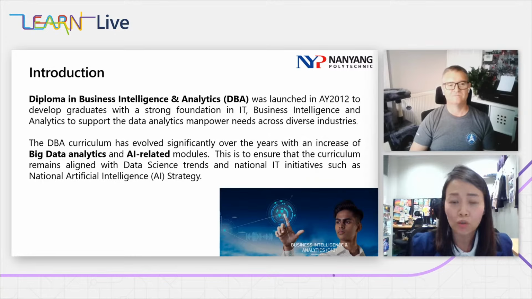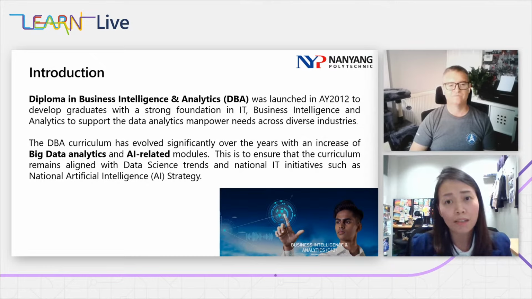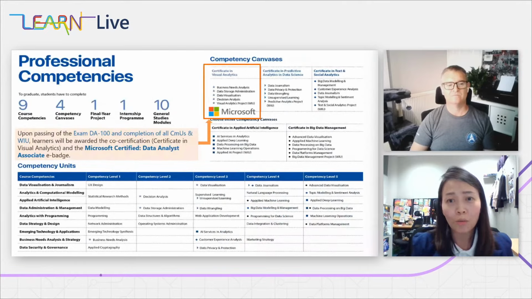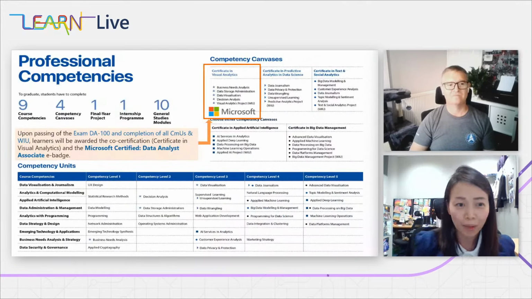So over the years, this curriculum has evolved very much with an increase of big data analytics and AI related modules. And in 2020, we revamped the entire structure to be competency based. And this competency based model is called the professional competency model. It's an agile curriculum that can respond quickly to the industry and changes, so that we can prepare our learners better.